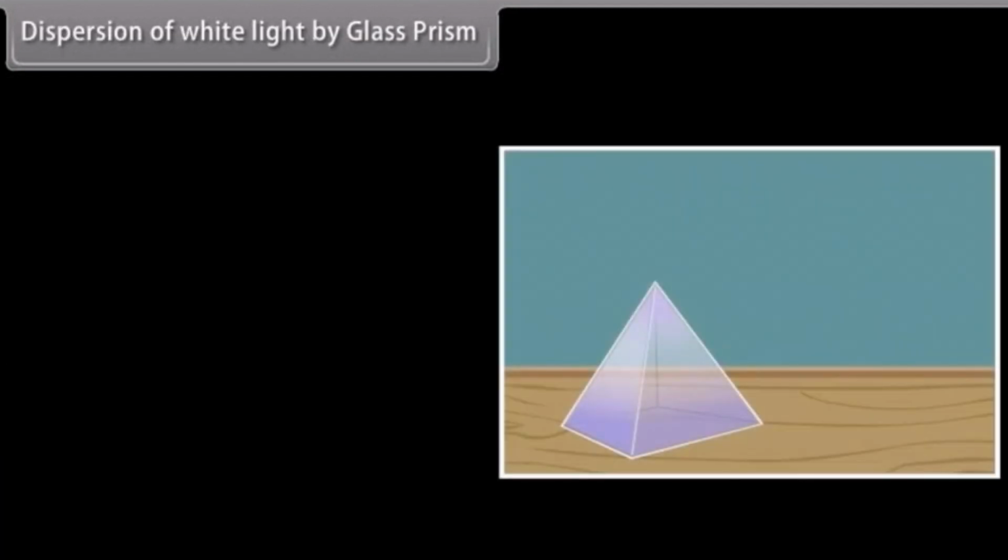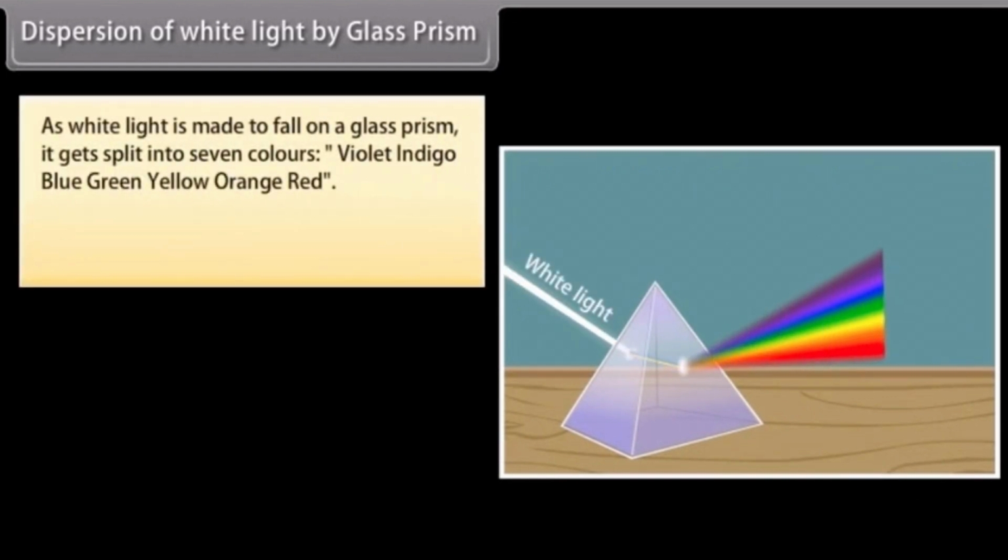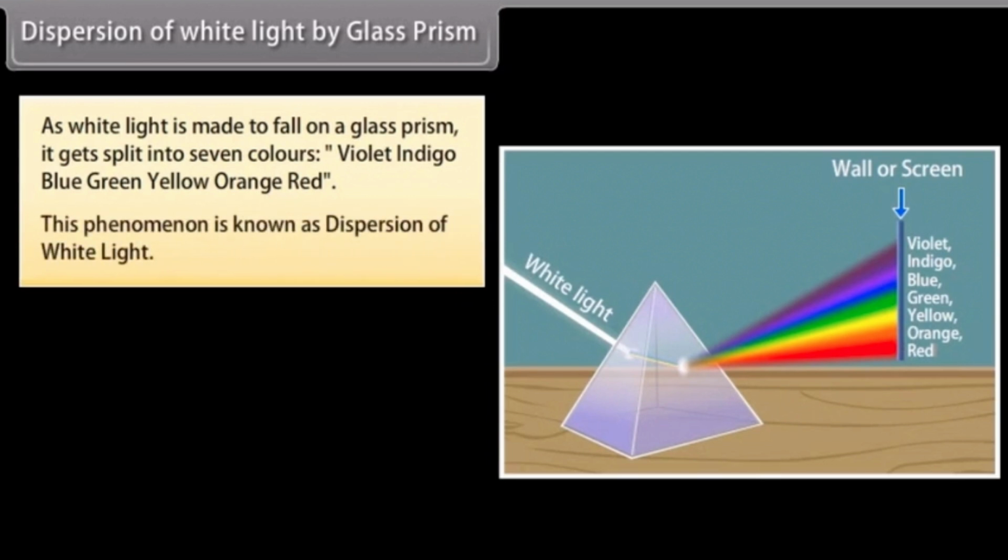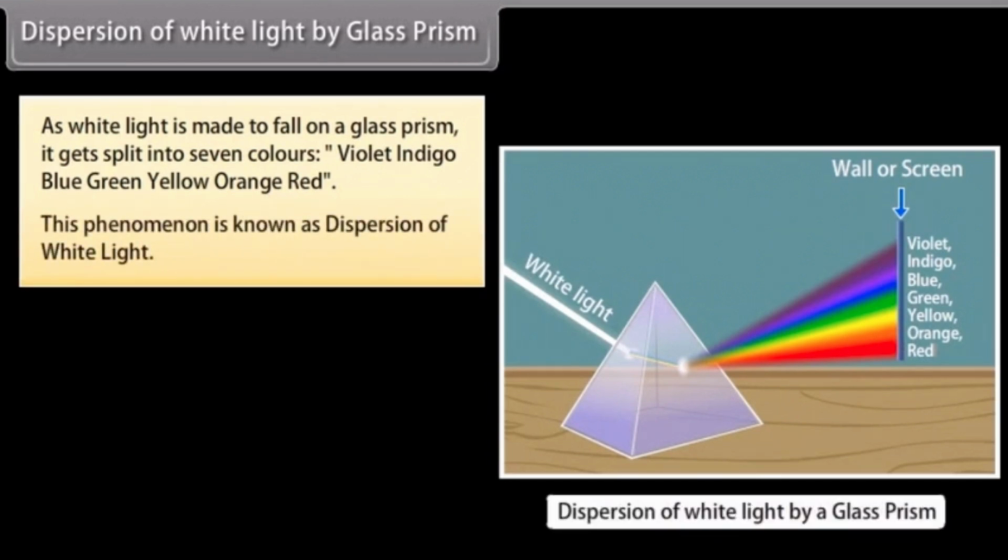Dispersion of white light by glass prism. Now we shall discuss what will happen if we make white light incident on the glass prism. As white light is made to fall on a glass prism, it gets split into 7 colors: violet, indigo, blue, green, yellow, orange, red. This phenomenon is known as dispersion of white light.